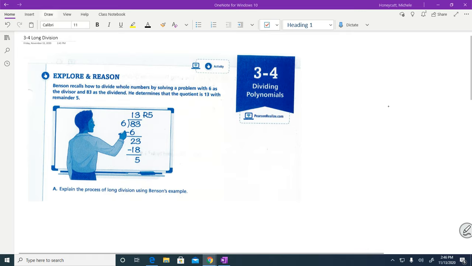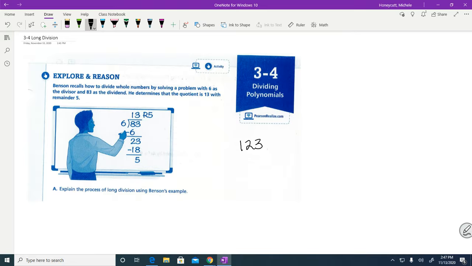Let's say that I was going to divide the number 1,234 by the number 7 using long division. So I would ask, how many times will 1 go into 7? It doesn't. So then I would look at 12. How many times can 7 go into 12? One time. So 1 times 7 would be 7.